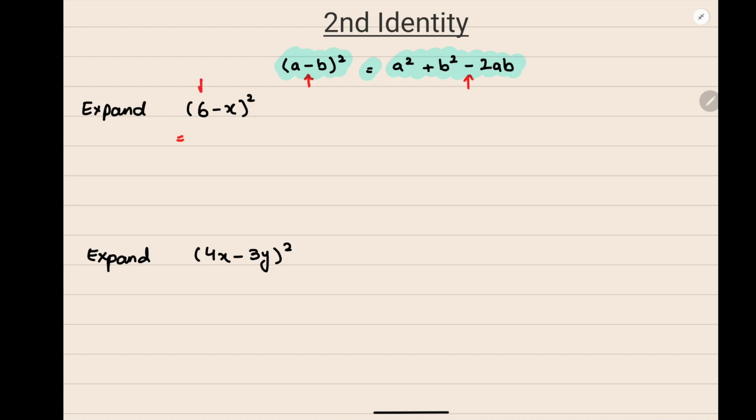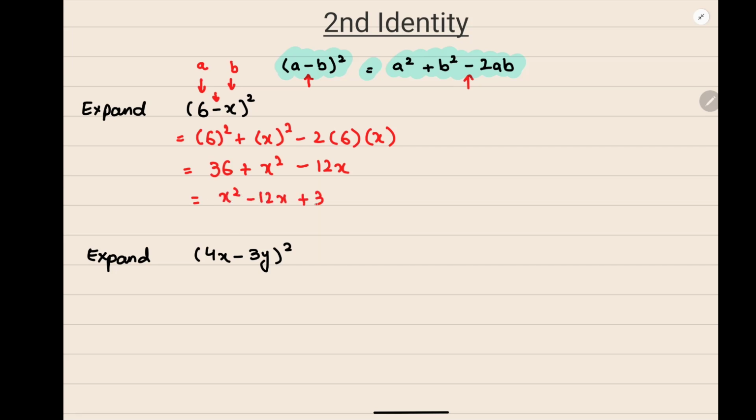In my first question, a will become 6 and b will become x, and there is a negative sign in between. So I'll use this identity. I will write a squared, which is 6 squared, plus b squared, which is x squared, minus 2ab. So 6 squared is 36, x squared is x squared, and this would be negative 12x. So it should be x squared minus 12x plus 36. This would be my answer.